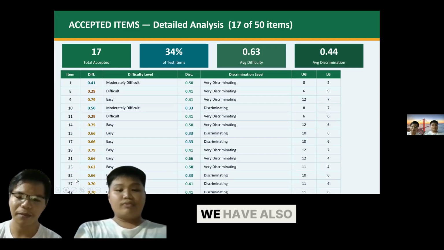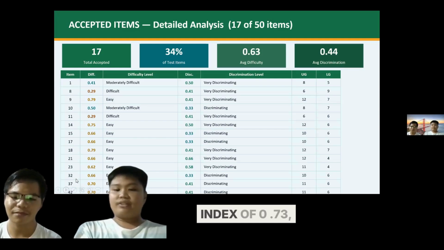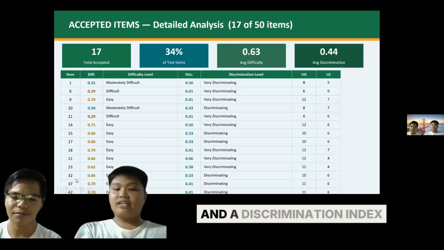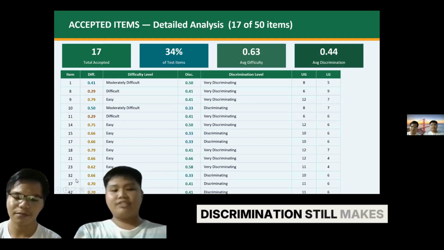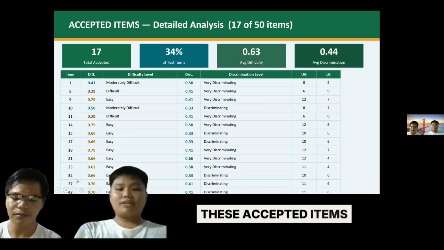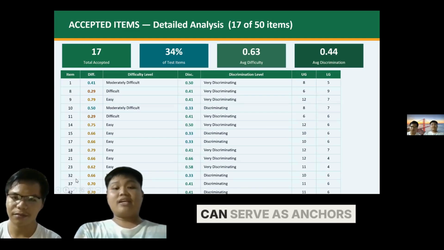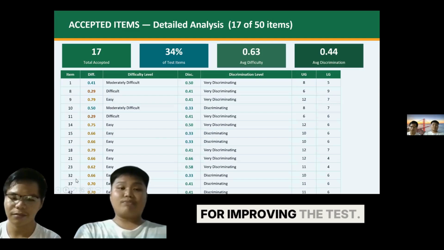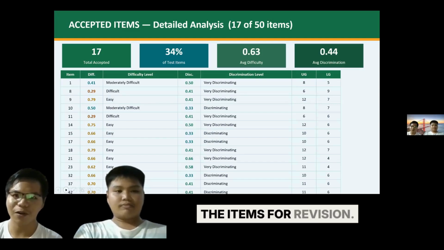Absolutely, Clark. We also have item number 9, which has a difficulty index of 0.79 and a discrimination index of 0.41. While it leans toward being easy, its strong discrimination still makes it a valuable item. Overall, these accepted items demonstrate a good balance and they can serve as anchors for improving the test. Spot on. Now let's move on to the items for revision.